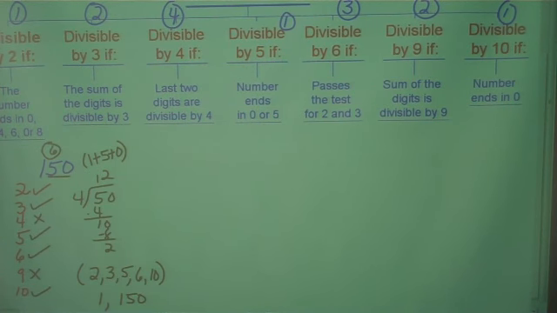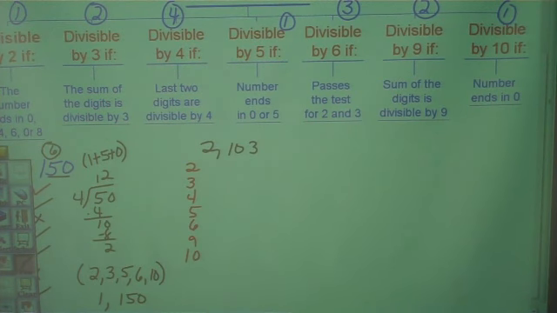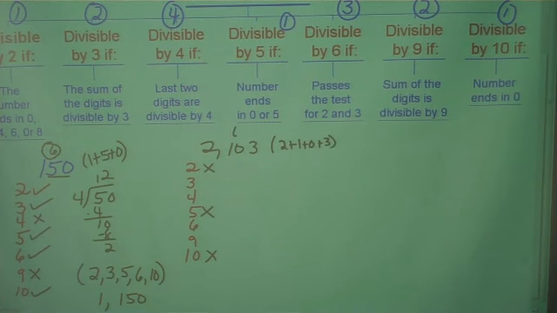All right, let's take one more number, 2,103, and we're going to test this number for 2, 3, 4, 5, 6, 9, and 10. Now let's test for 2, 5, and 10 first. Does the number end in 0, 2, 4, 6, or 8? No, it does not. For 5, does it end in 0 or 5? No, it does not. The test for 10, does it end in 0? No, it does not. Now we're going to test for 3 and 9, which means we have to sum the digits. 2 plus 1 plus 0 plus 3 equals 6.